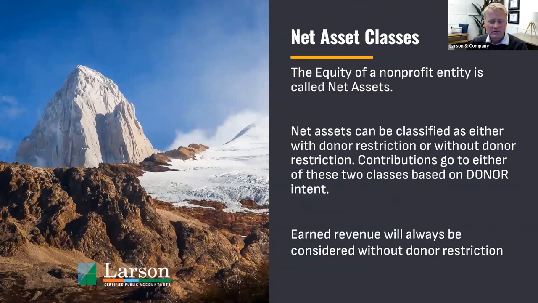Additionally, within the statement of financial position, the net assets are presented, and the net assets are essentially the nonprofit entity's equity. There's not ownership in a nonprofit typically, but the equity, the retained earnings, roll into these net asset classes. Net asset classes can either be classified as with donor restriction or without donor restriction.